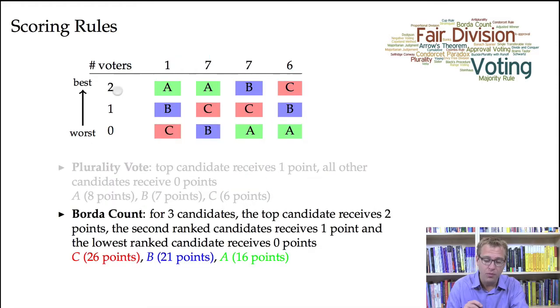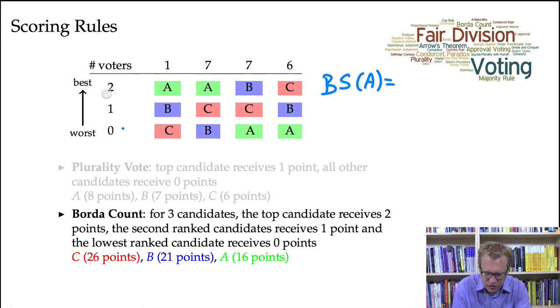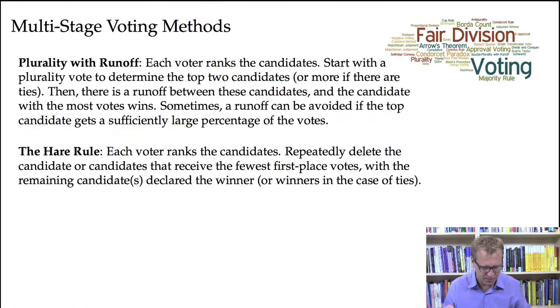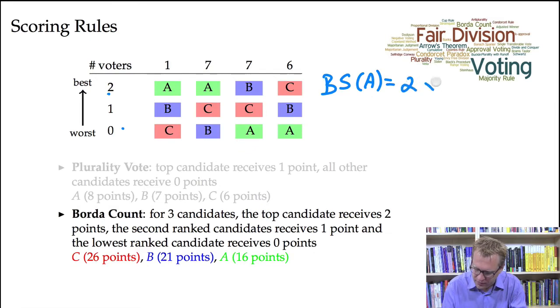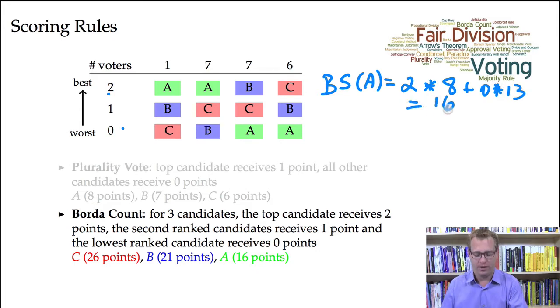For Borda count, you get 2 points if you're ranked first, 1 point if you're ranked second, and 0 points if you're ranked last. So we can now go through and calculate the Borda score for each one of the candidates. We'll start with candidate A. The Borda score for candidate A is going to be, well, A gets 2 points for being in first place from these 8 voters. So the 8 voters rank A in first place. That's going to be 2 points from 8 voters altogether, and then 0 points from the remaining 13 voters. So plus 0 times 13, which is a total of 16 points altogether. So A receives 16 points according to Borda.